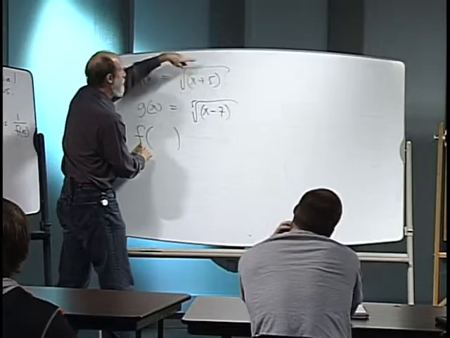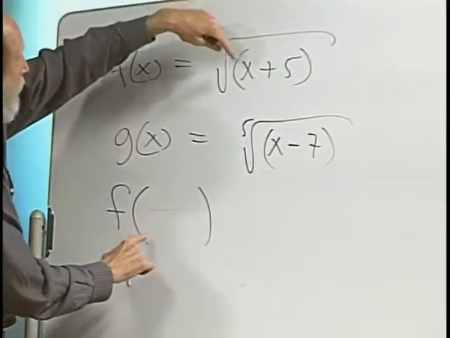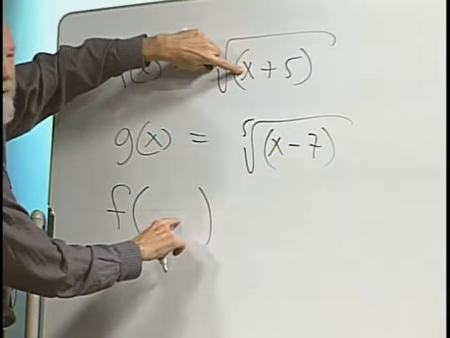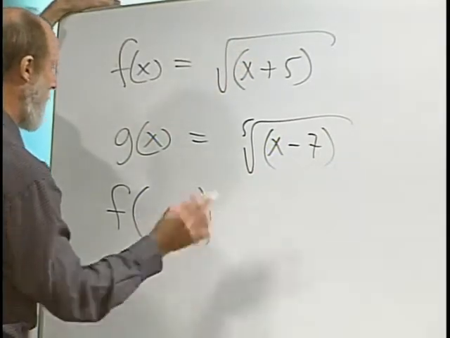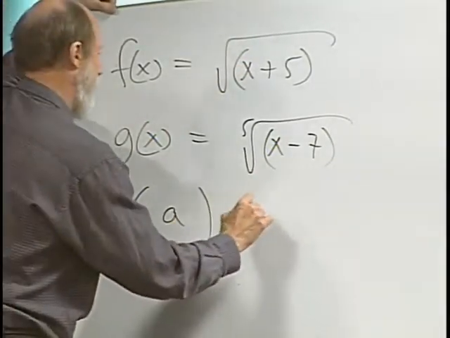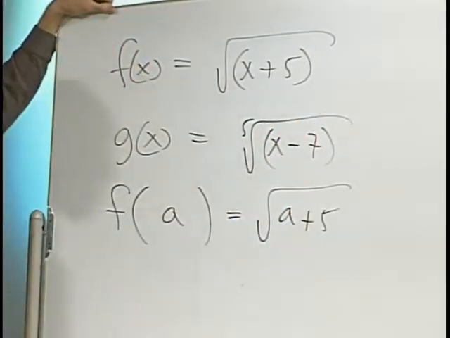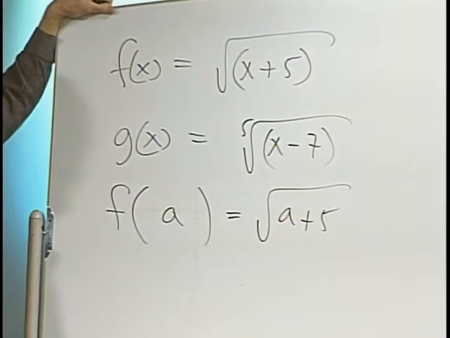Here's the recipe over here. So what we're going to do, whatever we put in here is going to get put right there, right? So if I gave you something like we've seen before, like a, then the result here would be square root of a plus 5. Right? Everybody's feeling really good on that.